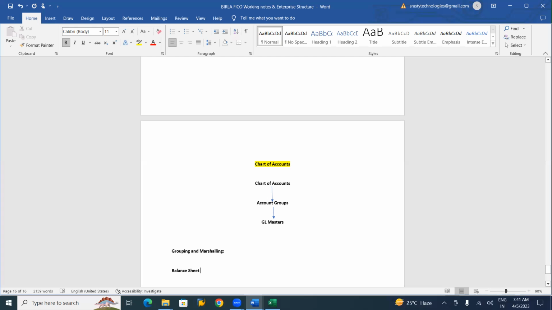Is it a sole proprietor balance sheet or a partnership? Sole proprietor and partnership are almost the same, because in a sole proprietorship we don't have a profit sharing ratio. In a partnership, we will have a profit sharing ratio. But the pro forma and the structure would be the same.